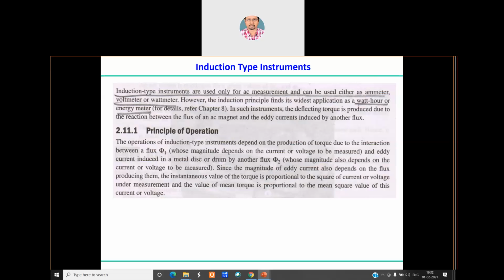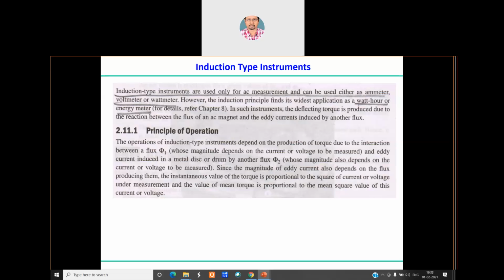Basically, it works on the deflection torque, which is produced due to the reaction between the flux of an AC magnet and the eddy current induced by another flux. I repeat, the deflection torque in these instruments is produced due to the reaction between the flux of an AC magnet, and remember the magnetism keeps on changing, and the eddy current induced by another flux.